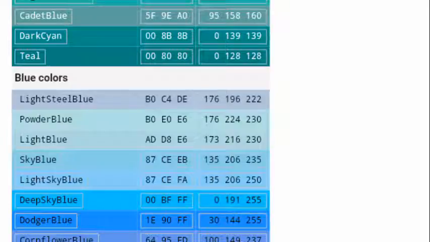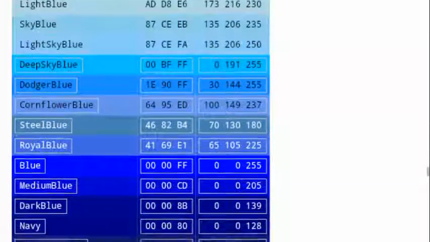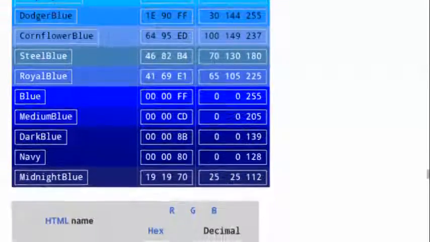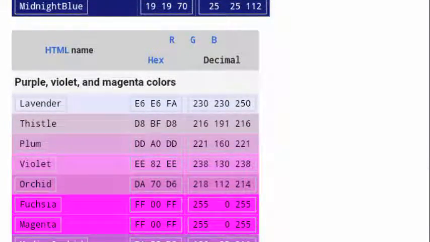This is blue. Now, blue colors, the dominant color is blue. Red cannot be above blue, and neither can green when it comes to the blue colors. So these are the types of blue: sky blue, deep sky blue, steel blue, navy blue. So blue is the dominant color. Now when you come to purple, violet, and magenta, it is still blue that is the dominant color.